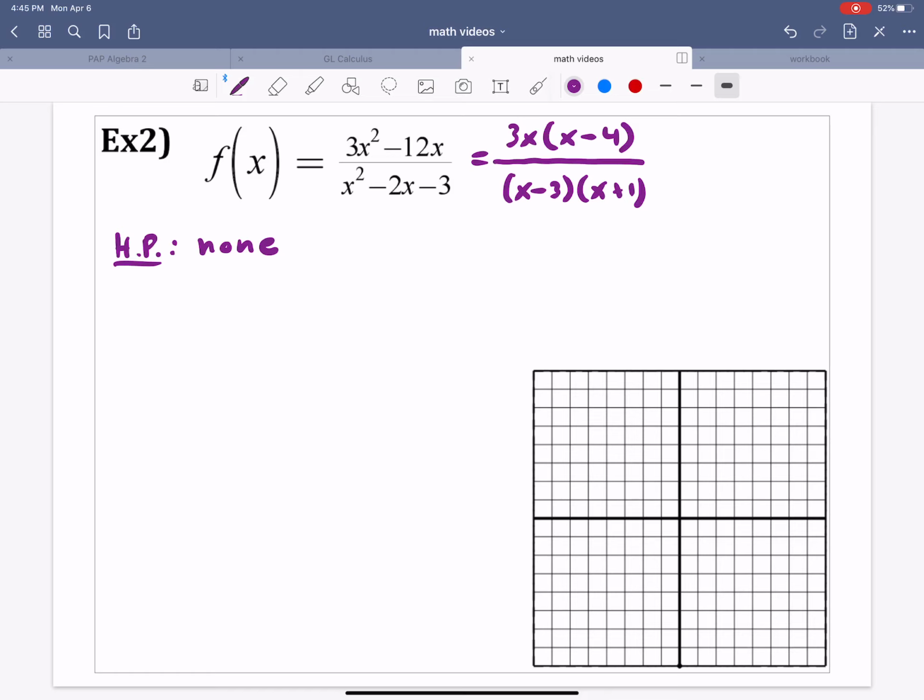Now vertical asymptotes, we do that next. For the vertical asymptotes, remember we set the denominator equal to 0 and solve. The fact that this is factored makes that really, really easy. We set each one of those equal to 0, and we get an asymptote at x equals 3, and we get another asymptote at x equals -1. So I'm going to go to my graph, and I'm going to plot those two lines. x equals 3.